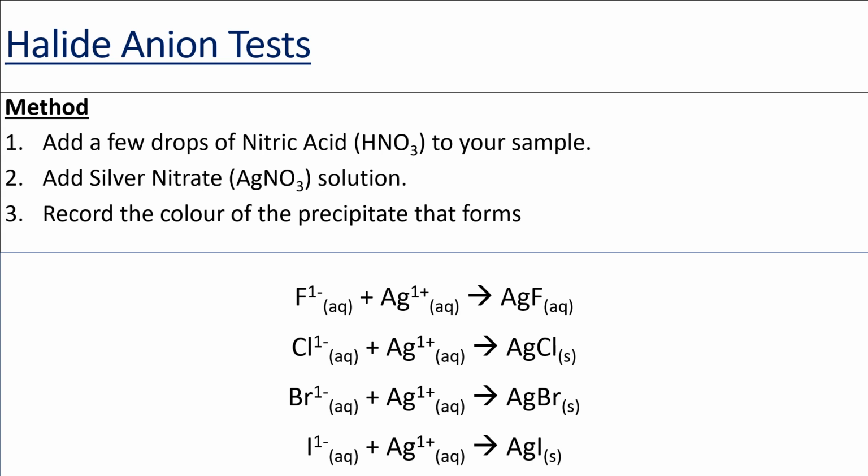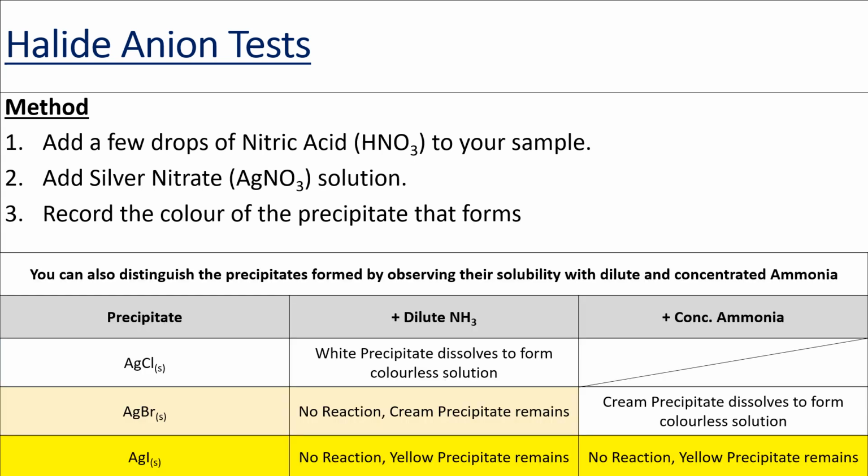Now, in reality, you probably aren't going to be testing a chloride, a bromide, and an iodide side by side. So it's sometimes quite difficult to determine whether it is a white precipitate, or is it cream? It's maybe not so clear just to the naked eye. So we can use their solubilities in ammonia to distinguish between these three precipitates. So the first thing you should do is add dilute ammonia.